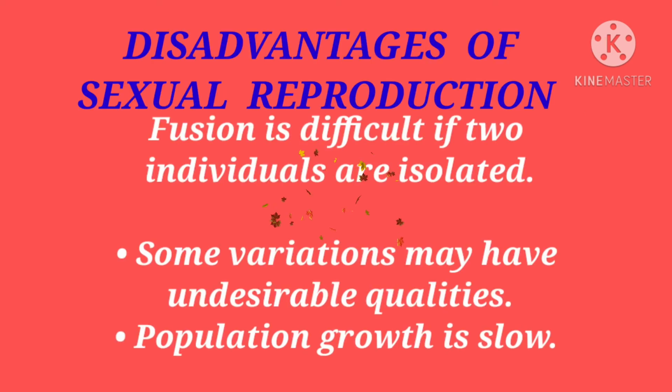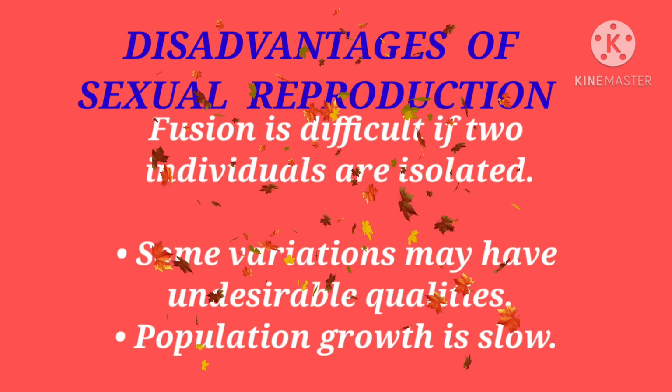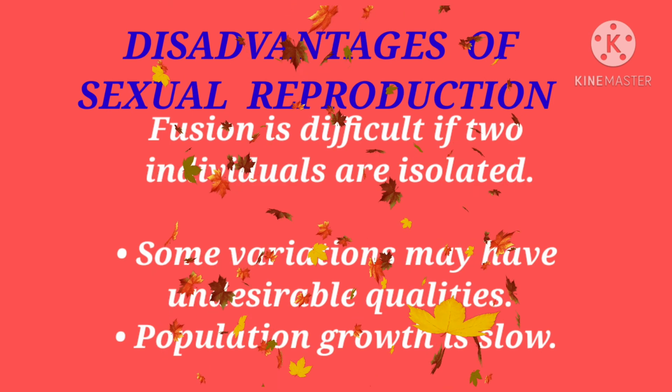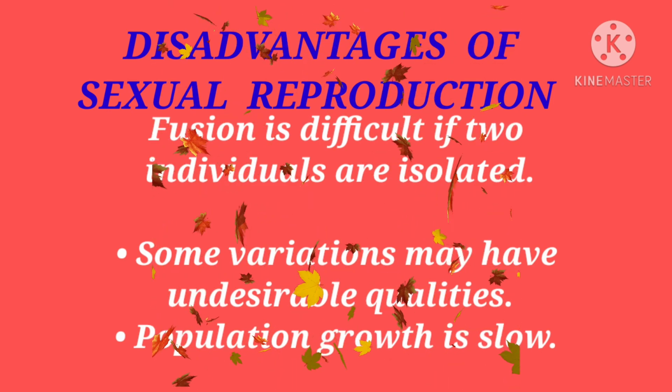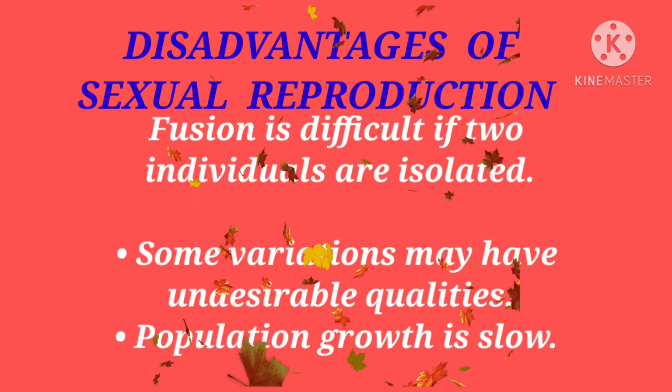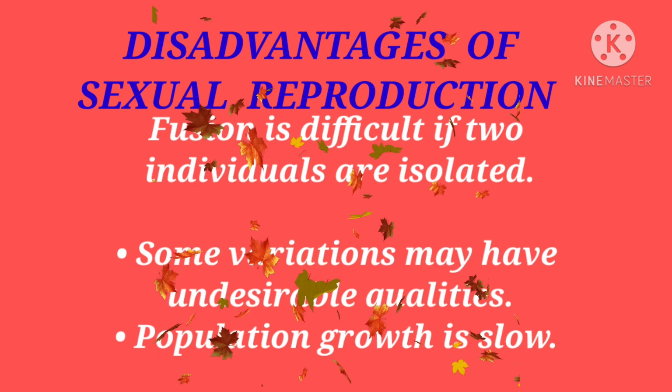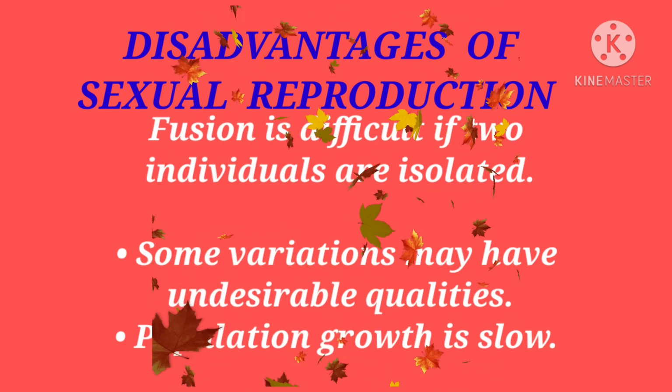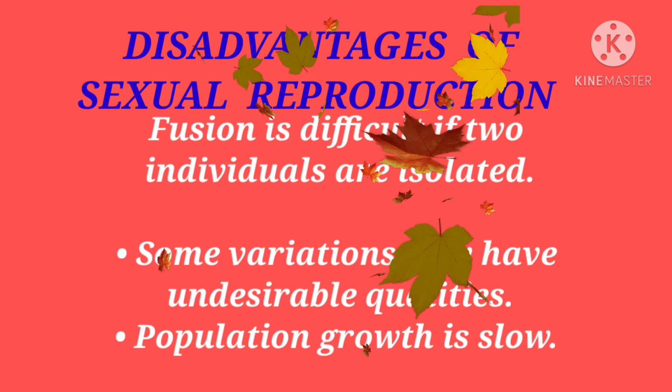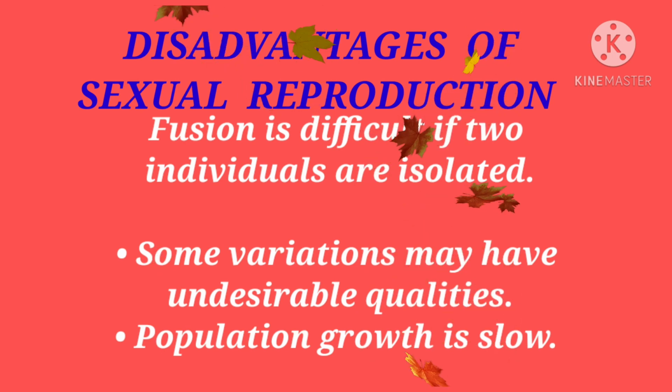But along with the advantages, certain disadvantages are also there. So let's see what the disadvantages of sexual reproduction are. Fusion is difficult if two individuals are isolated. Some variations may have undesirable qualities. That means all the variations are not useful. Some are undesirable also. Population growth is slow.